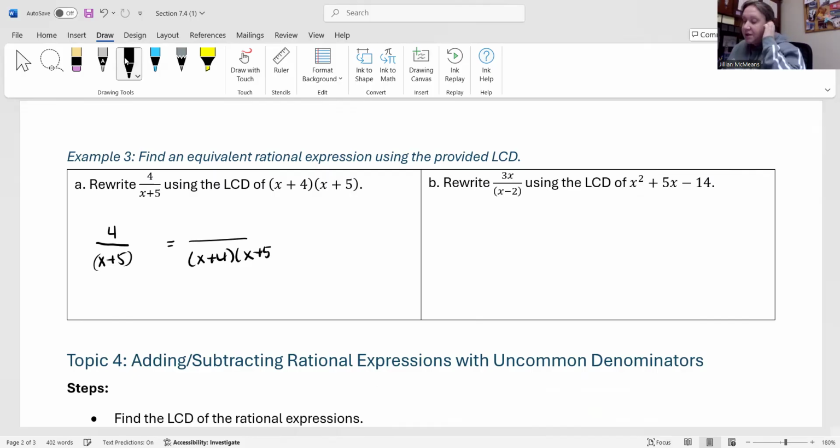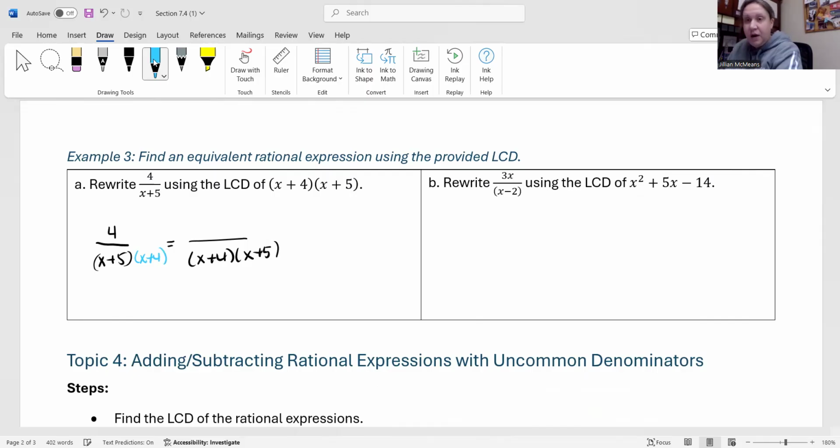So we start by asking ourselves, what would I multiply my denominator of x plus 5 by to get the LCD of x plus 4 times x plus 5? Well, what's missing from our initial denominator that is part of the LCD is x plus 4.